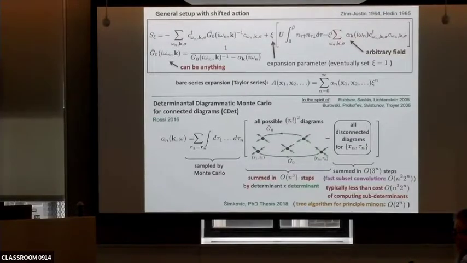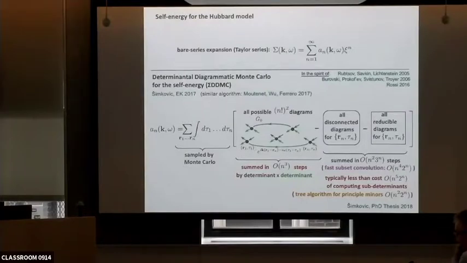Now, as I'll show, this works very well for correlation functions, but we also want to be able to compute self-energies. And it's quite natural to extend this idea by subtracting all irreducible diagrams. This can be done similarly, with a similar number of steps, just slightly higher, times n squared. And there are different technical implementations. The Paris group has done a similar thing.